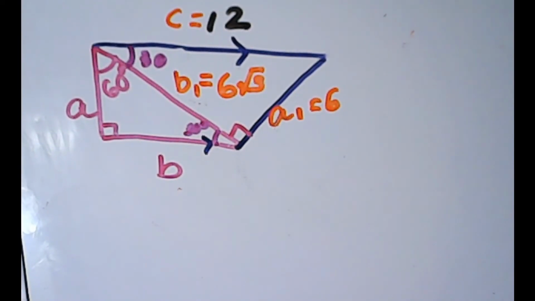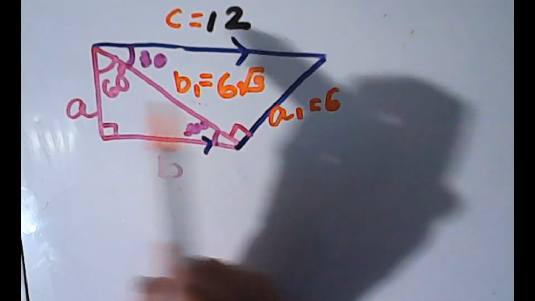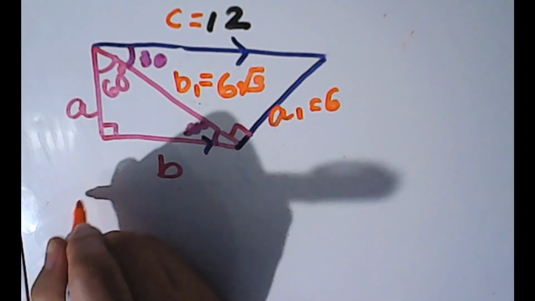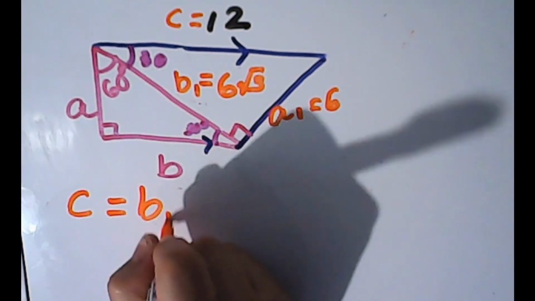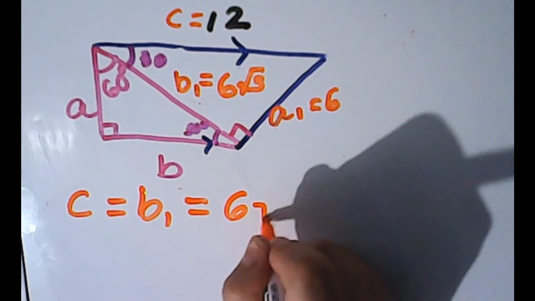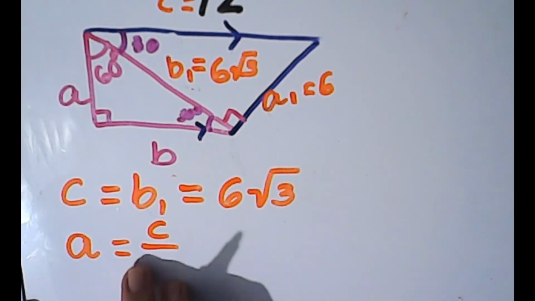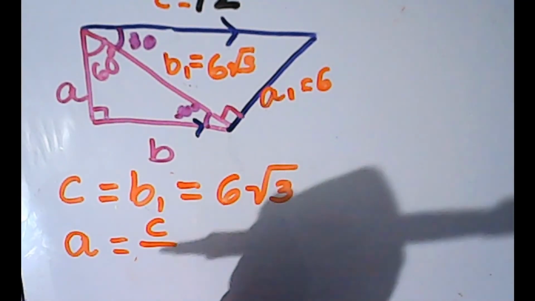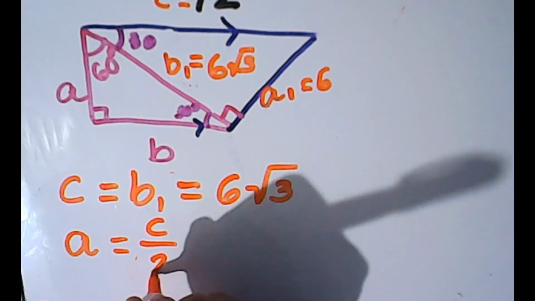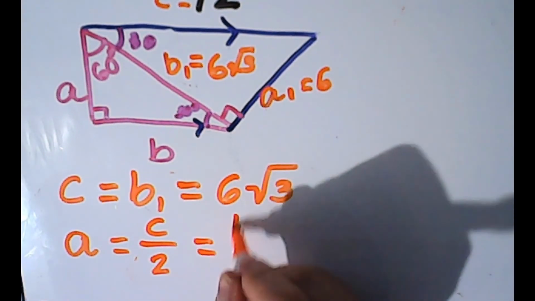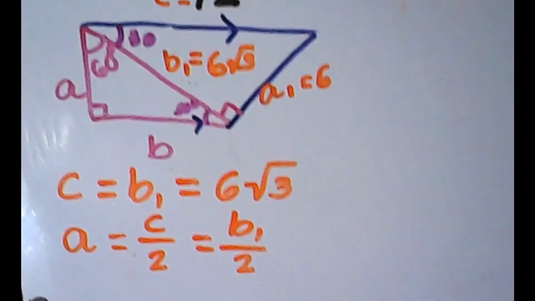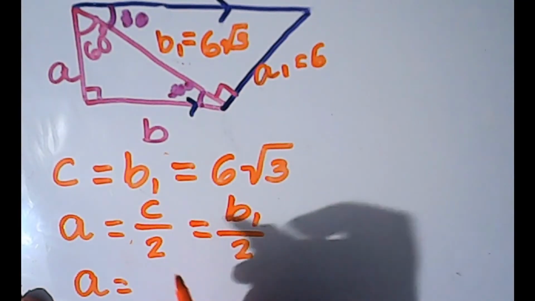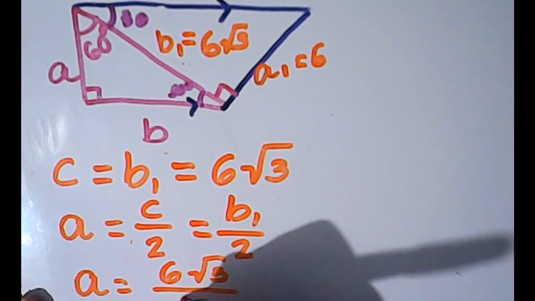Now, let us solve for the value of A and B, given that the hypotenuse of the smaller triangle is 6 square root of 3. So, C is equal to B sub 1, which is 6 square root of 3. So, from the theorem, we learned that the length of the shorter leg is equal to the hypotenuse divided by 2. Therefore, it's C over 2, or in this case, it is B sub 1 divided by 2. So, A is equal to B sub 1, which is 6 square root of 3 divided by 2.